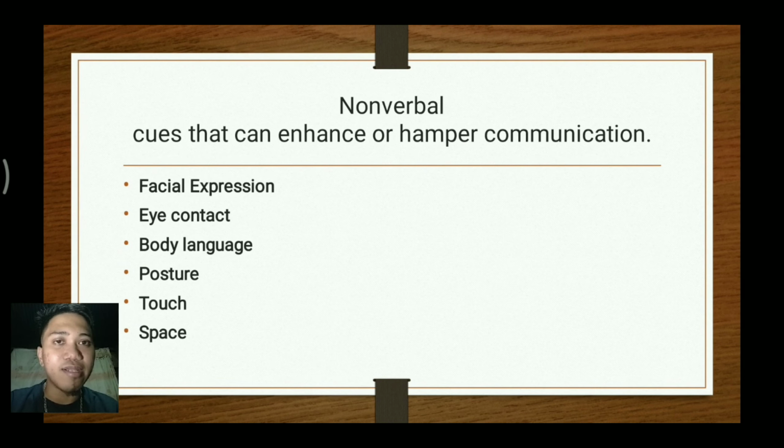And we are down to our last type. Non-verbal cues that can enhance or hamper communication. First, we have facial expression, eye contact, body language, posture, touch, space.